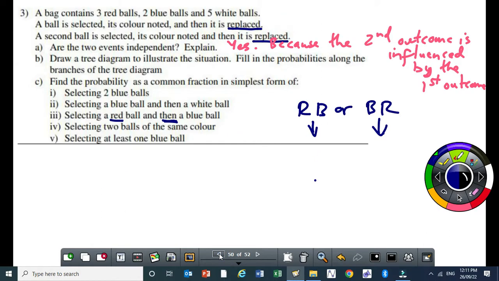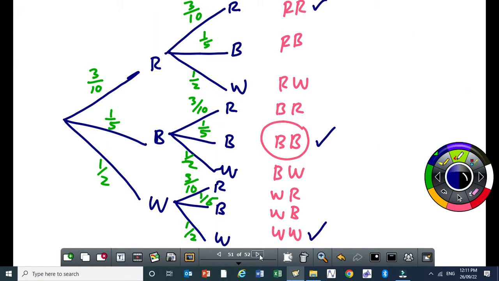It says selecting at least one blue ball. Now, it doesn't mention the order here. In what order are you going to select at least one blue? Now, I can do it as the opposite. What is the probability of not getting at least one blue? Okay, then I can subtract that from one. You follow what I'm saying? You can determine the probability of not getting a blue, and then we subtract it from one. So what is that probability of not getting a blue?